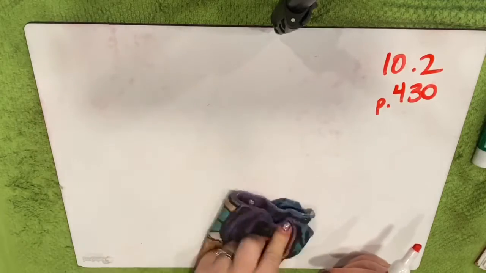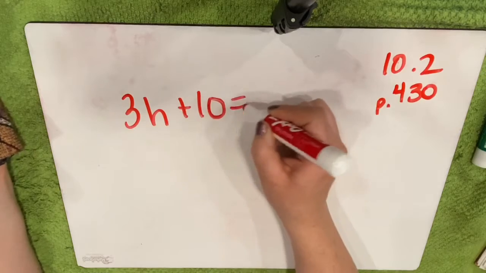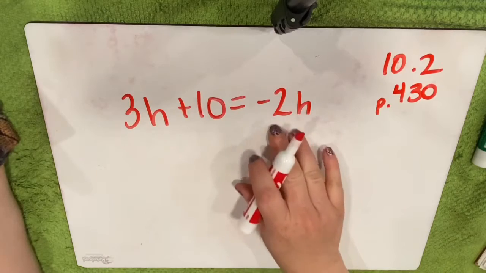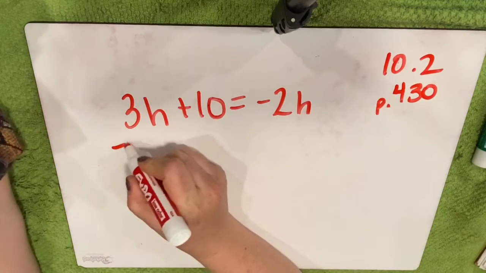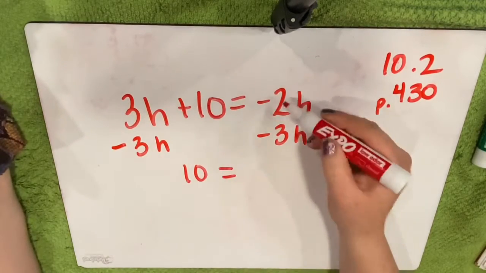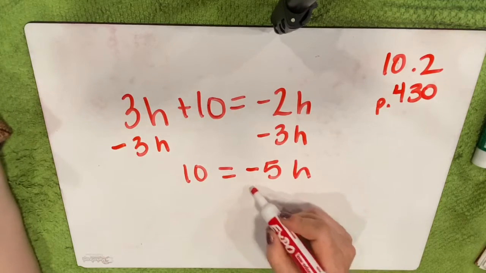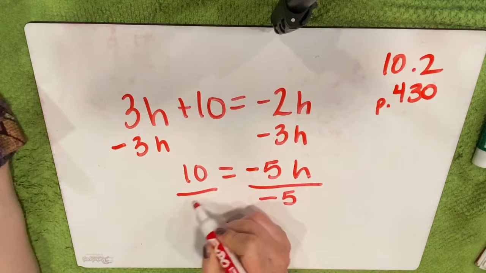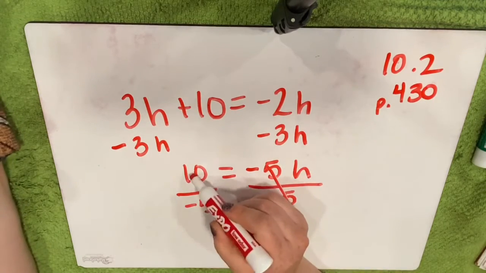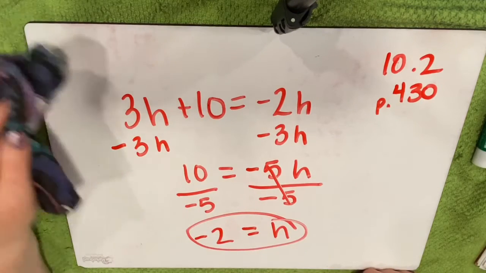Okay, let's do it again. So we have 3h plus 10 equals -2h. I can't move this one because that will leave nothing on this side. So I'm going to minus 3h, minus 3h. So I have 10 equals -2 plus -3 is -5h. See how easy this is? Divide by -5, divide by -5, and that cancels that out. So h is left on this side, and 10 divided by -5 is -2. And that's the answer.